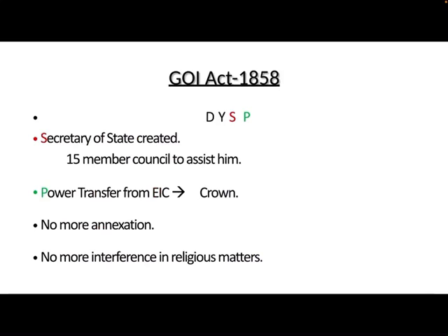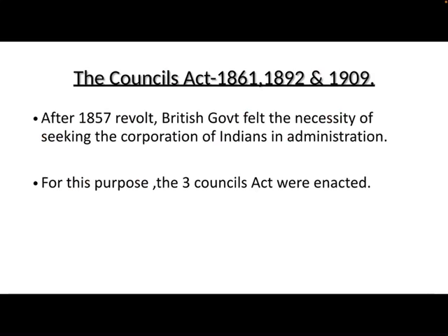Because this happened immediately after 1857, they passed this act in 1858. They said no more annexation and no more interference in religious matters, because these were some of the factors which triggered the 1857 revolt. So the Government of India Act is clear for you. The next is the Councils Act of 1861, 1892 and 1909. I think we will discuss these 3.